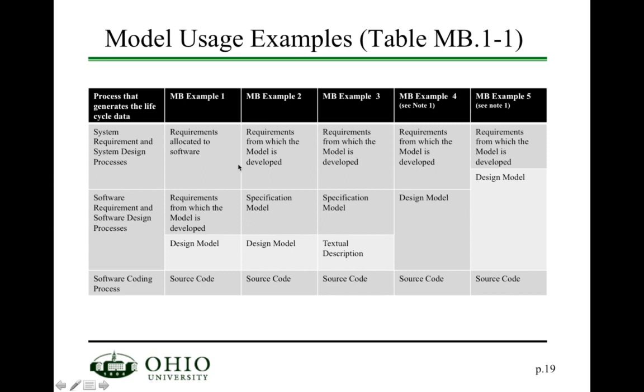So let's look at it. If you look at kind of a traditional way, we come up with system requirements and system design, and then in the software requirements, we come up with high-level requirements, then low-level requirements of software architecture, and finally source code.